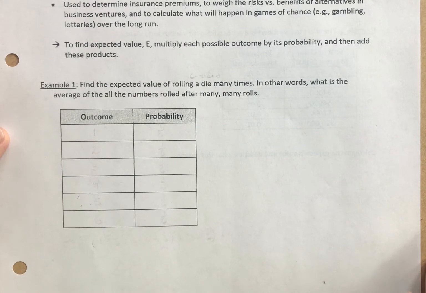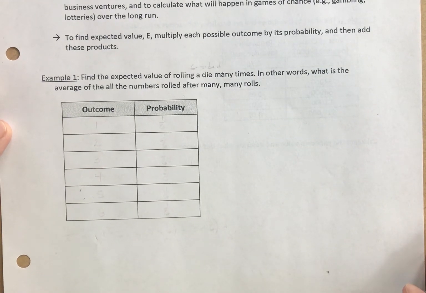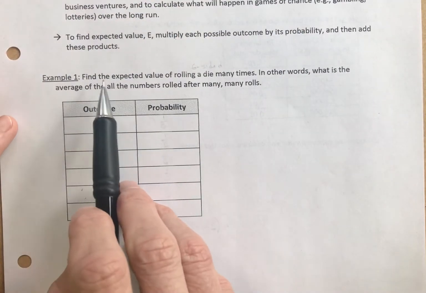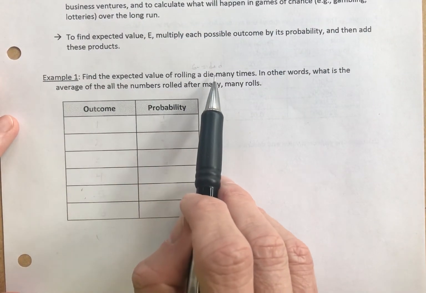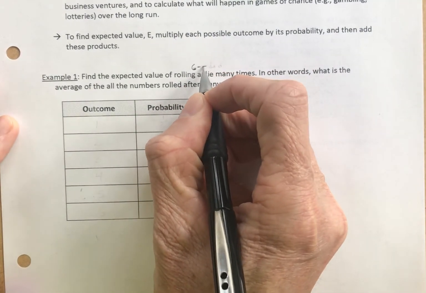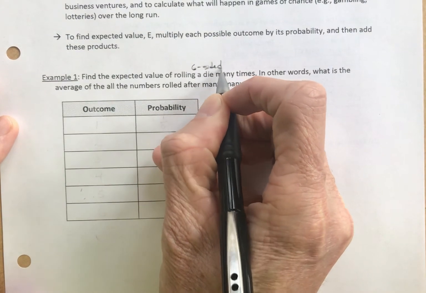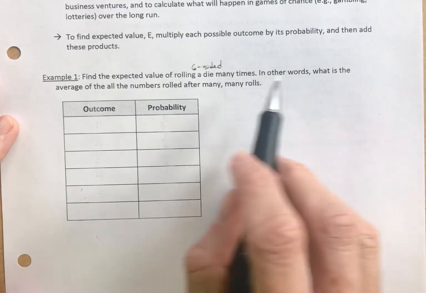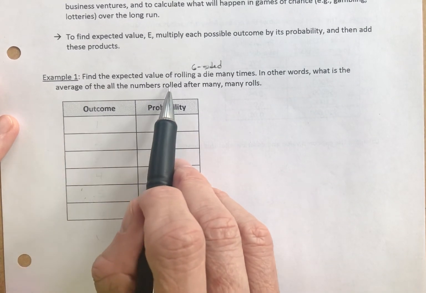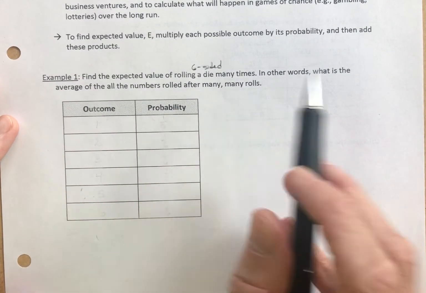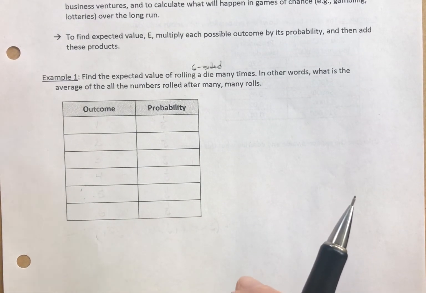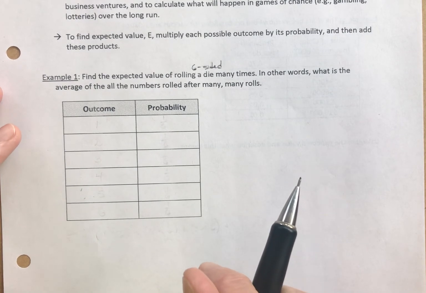Let's take a look at the example I mentioned, which is rolling a six-sided die. Find the expected value of rolling a die many times. I probably should have said six-sided here. We're talking about a regular six-sided die. In other words, what will be the average of all the numbers when you roll many, many times? If you just keep rolling it and you add up the numbers you roll and divide by the number of rolls, what's the average going to be?